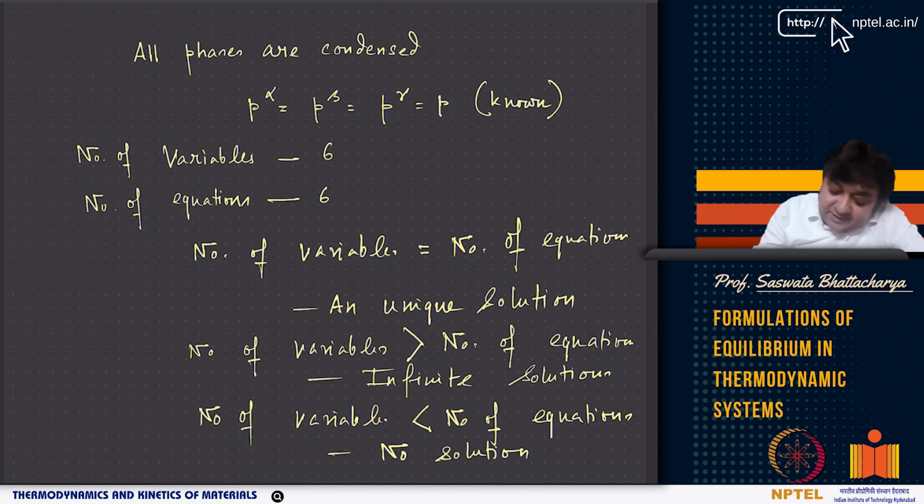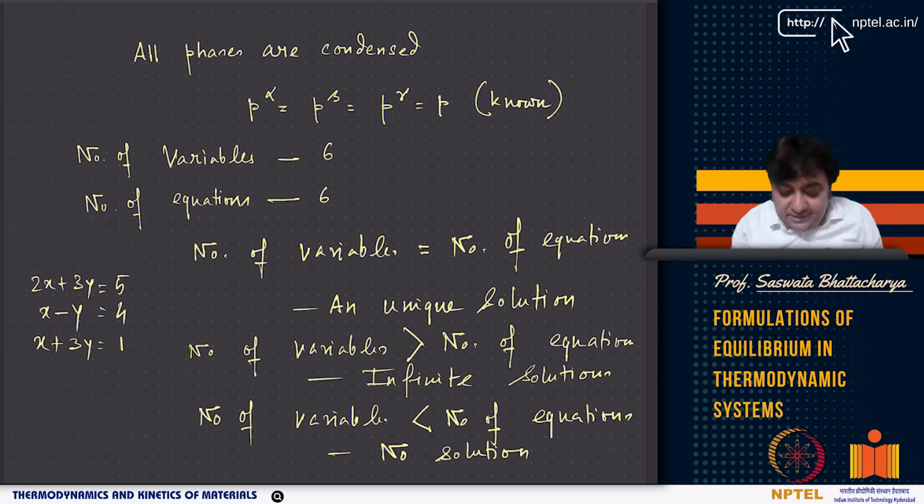Right? Say for example I write 2x plus 3y equal to 5. Then I write x minus y equal to 4. Then I write x plus 3y equal to 1. Now immediately if you see this, you will say you have 2 unknowns x and y, but you have 3 equations. Now which equation combination should I use? There is no, means we cannot. So as a result, this matrix becomes non-invertible and no solution exists. Right? So if the number of variables is less than the number of equations, then there is no solution.